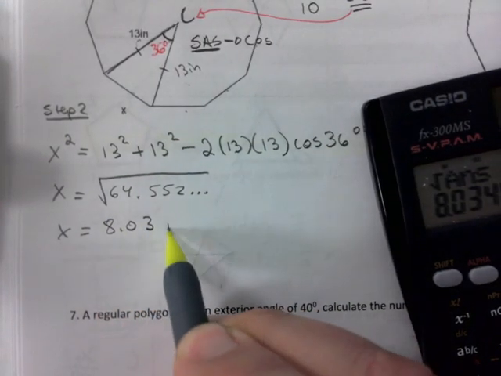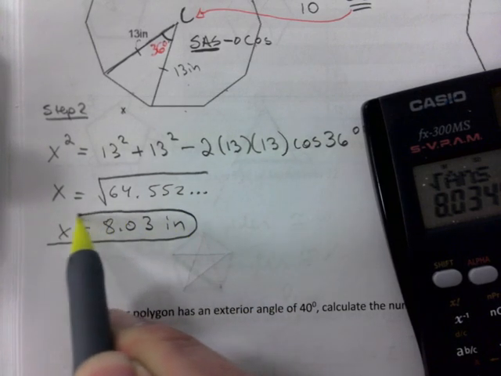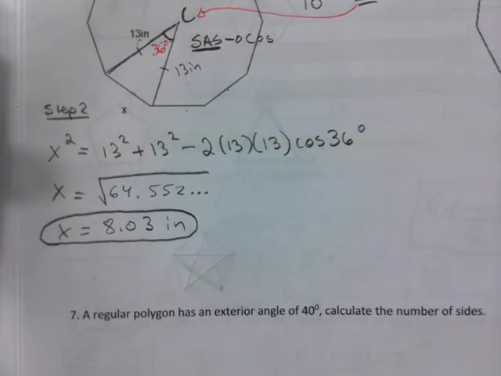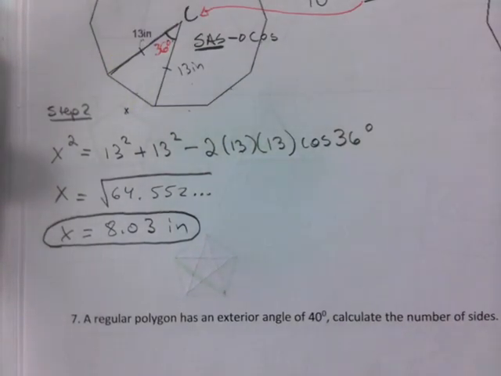And we are in inches, right? So make sure you add that. So this would be finding x, right? That one side of this polygon. We're good, okay?